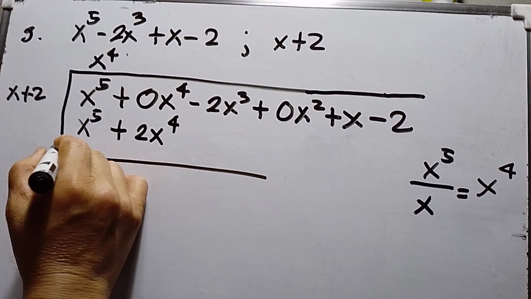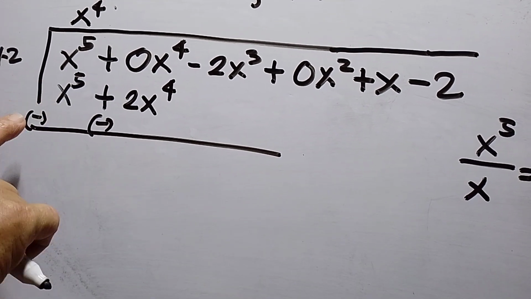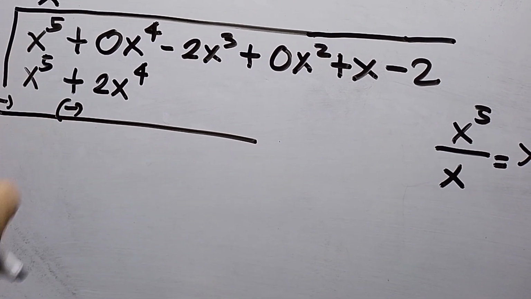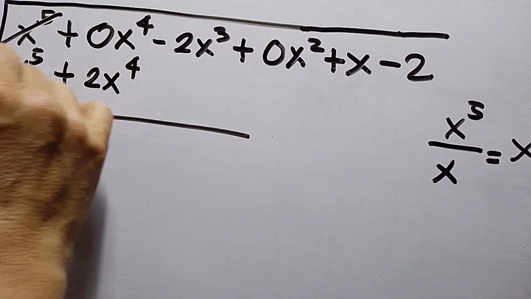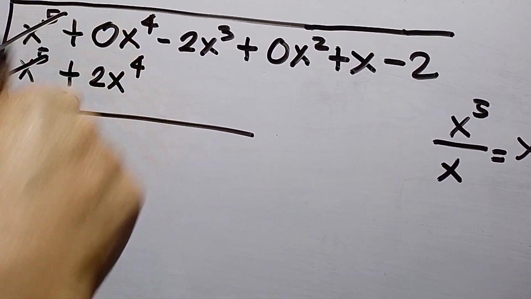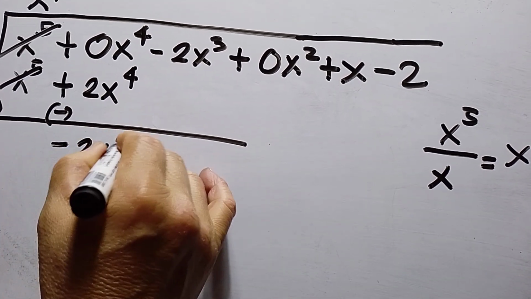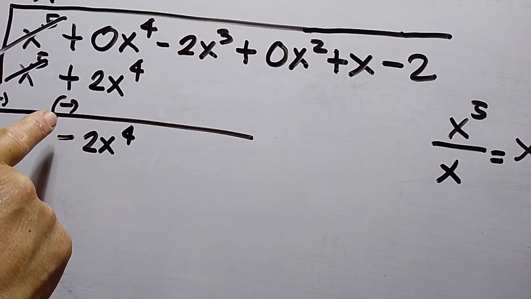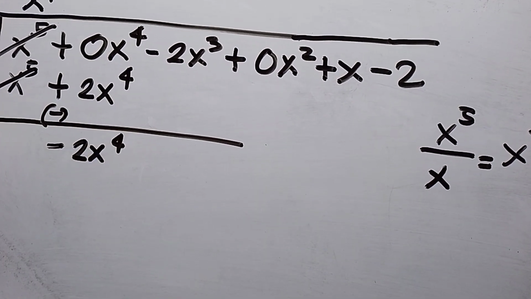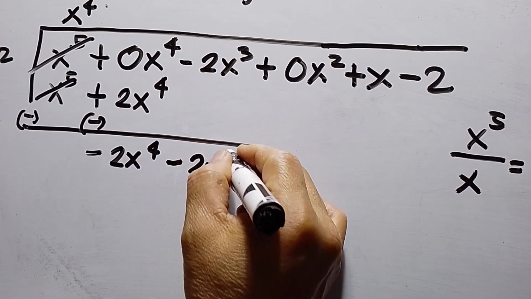Again, we have to change the signs. The product will be changed to negative, and the second term also will change to negative. Then x to the fifth minus x to the fifth crosses out. And then this one, since this is 0x to the fourth, minus 2x to the fourth, so this will be minus 2x to the fourth, because the new sign for the product is negative. Then since this is a binomial, I need to bring down this one, minus 2x cubed.